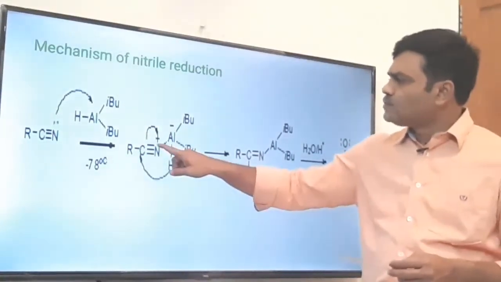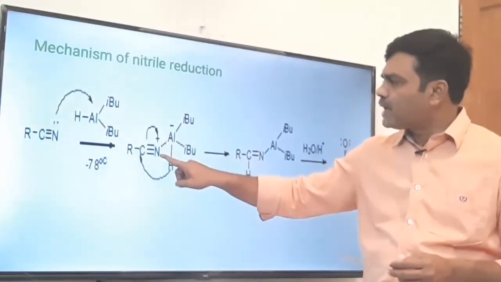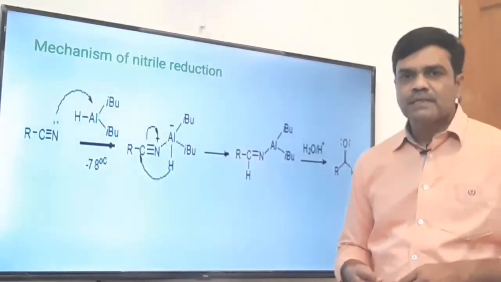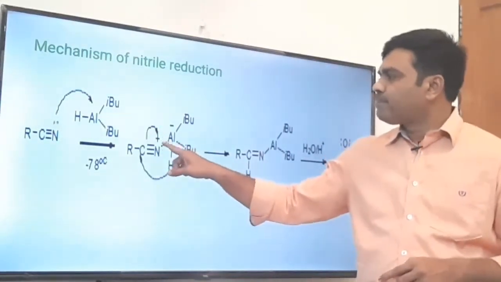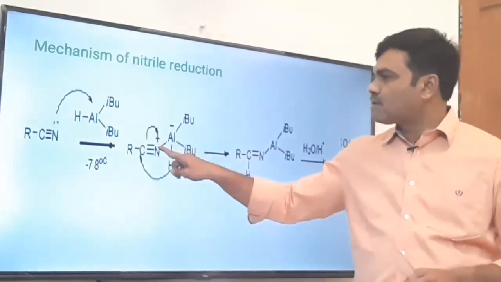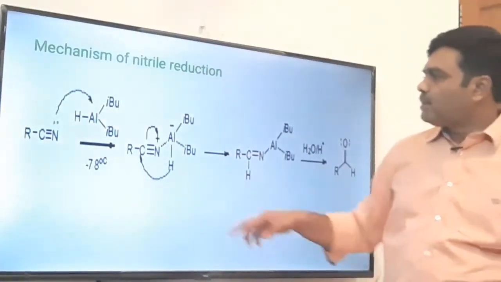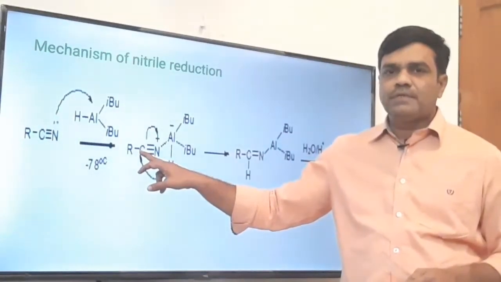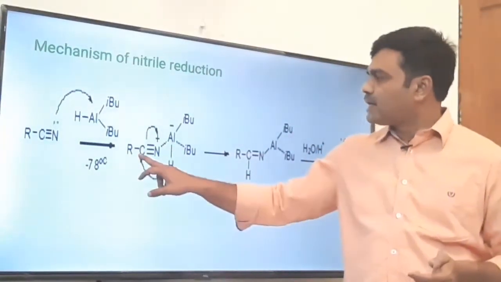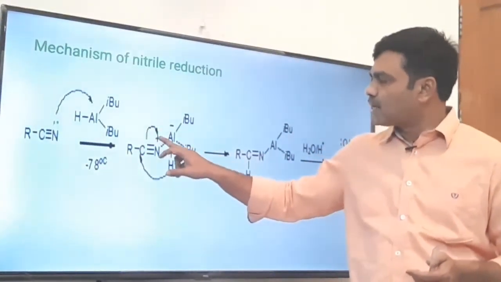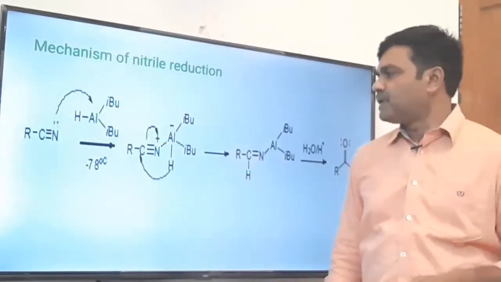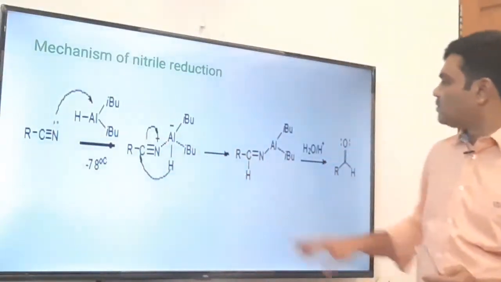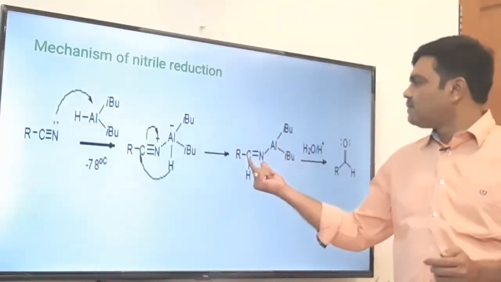After that, as usual, these pi bonded electrons will be acquired by the nitrogen. As it is electron deficient, it has the positive charge, so immediately this will happen. The moment these pi bonded electrons are open on the nitrogen, the hydride ion from the aluminum migrates to the carbon, which is deficient. This migration of hydride ion and opening of the pi bonded electrons on the nitrogen take place simultaneously. So this CH bond forms and nitrogen gains its lone pair. We get this imine intermediate.